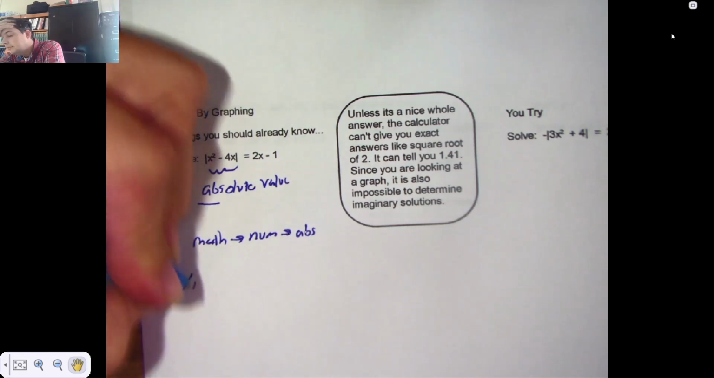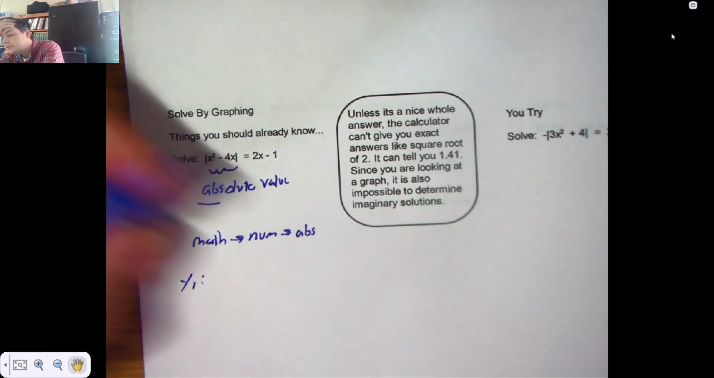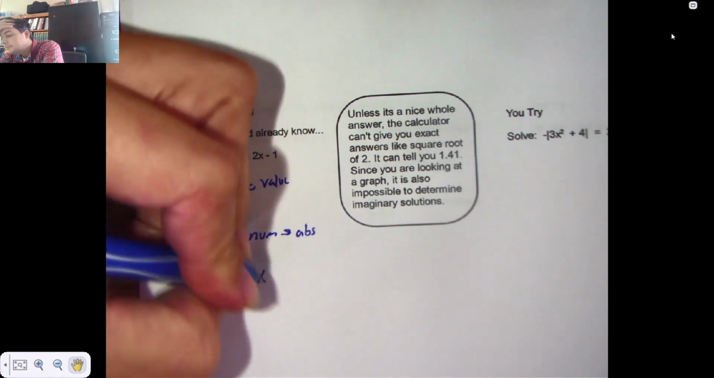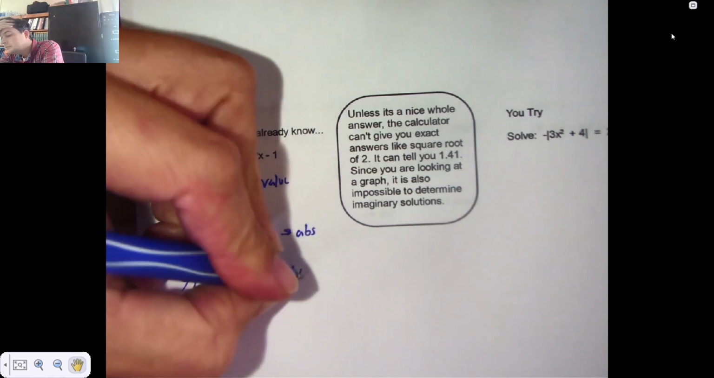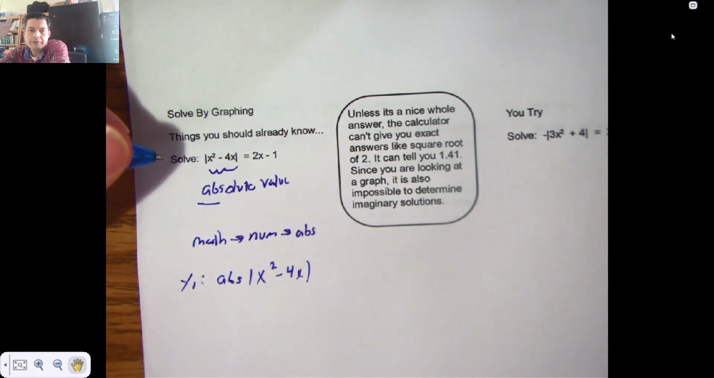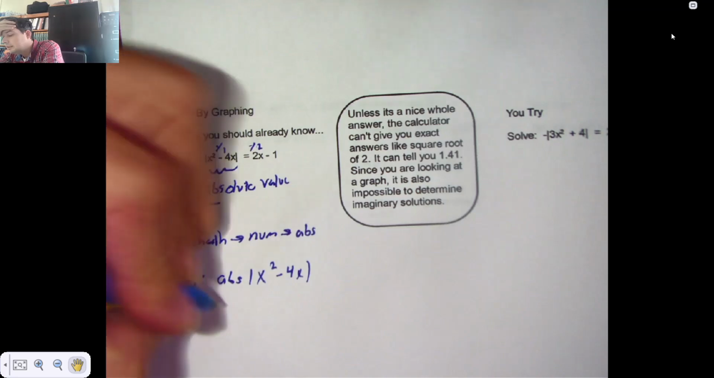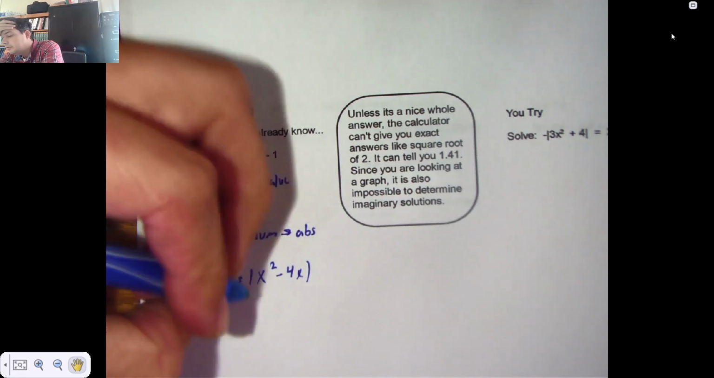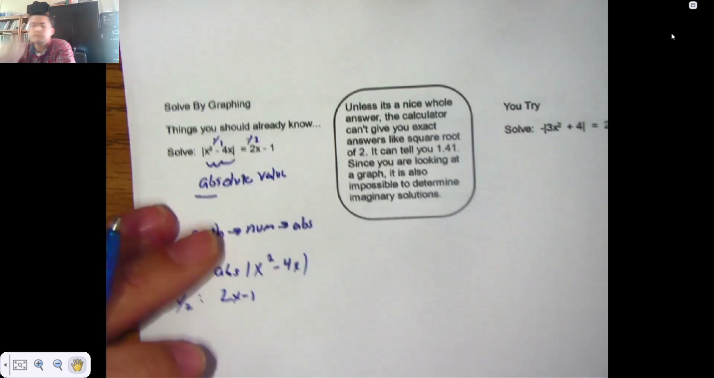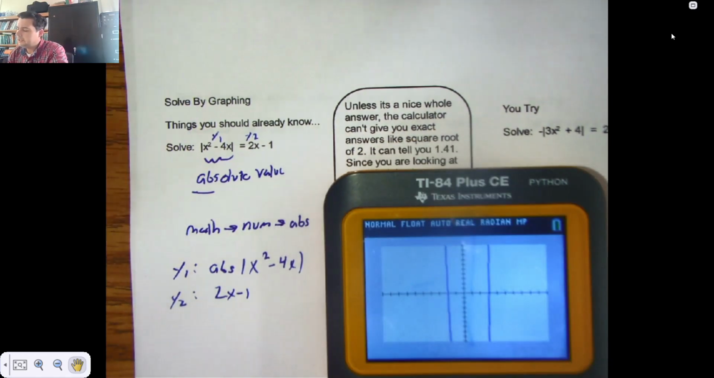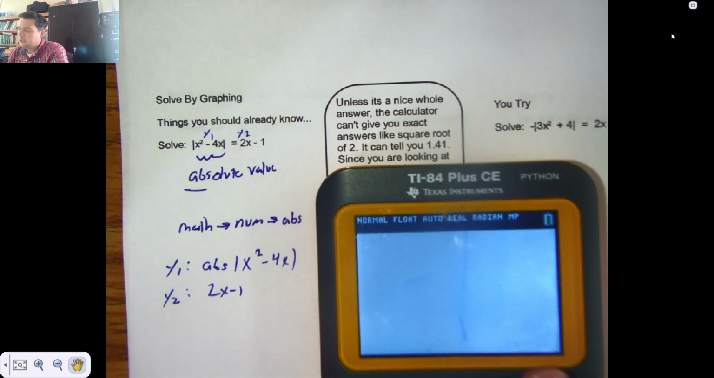So in Y1, and if you have an older calculator, it actually shows up ABS. The newer ones, they show the bars. And I'm talking about this whole Y1, Y2 thing. That's what we do. We put this in Y1 and we put this in Y2, but that's not a first for y'all. In Y2, we're going to put 2x minus 1. So let me walk you through that. And I'm going to try and keep these videos short. So I'm just going to do this stuff. I'm not going to do any of the you try stuff.